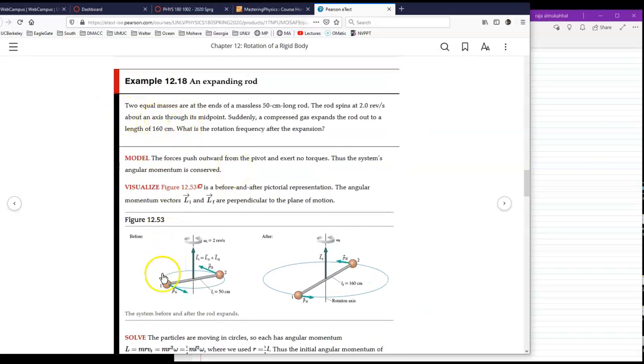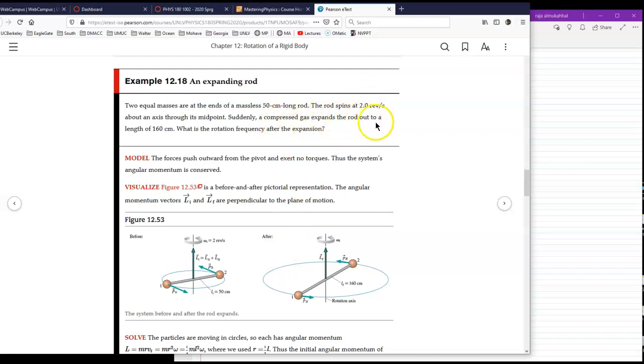Okay, it says two equal masses. It looks like a dumbbell. So you have two equal masses, this one and this one, at the ends of a massless 50 centimeter long rod. The rod spins 2 revolutions per second. That would be the frequency, right? So it's spinning around like that, as shown in the figure, about an axis at the midpoint right there. Suddenly a compressed gas expands the rod out, so it becomes longer, okay?